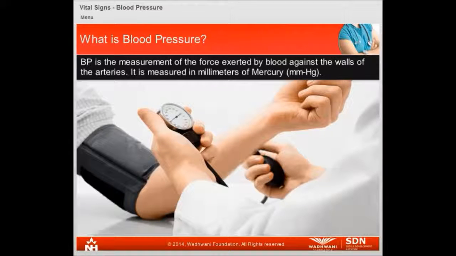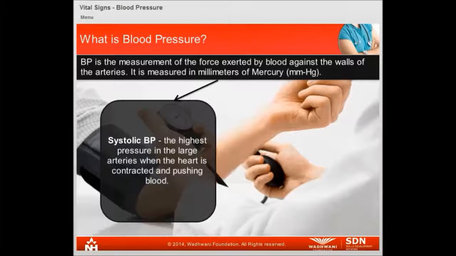So what is blood pressure? Blood pressure is the measurement of the force exerted by blood against the walls of the arteries. It is measured in millimeters of mercury, mmHg. It has two values.